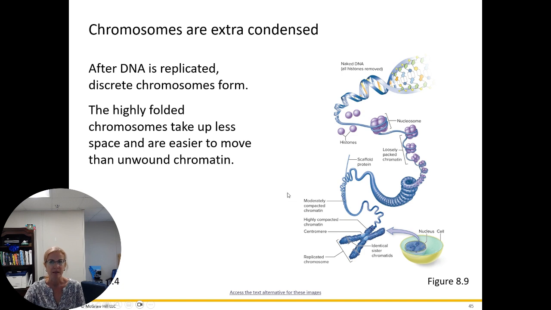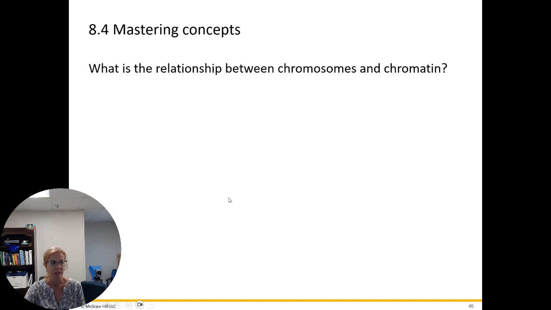So after DNA has been replicated, those chromosomes, as we saw in the original picture, form. So now they're condensed inside the cell. And again, they take up a whole lot less space in that form, and they're a lot easier to move than when it's just an unwound, tangled mess.